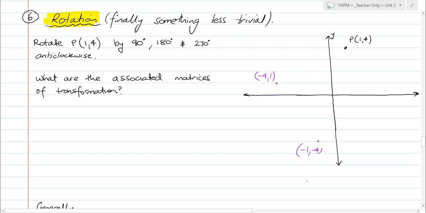And then 4, -1, which is about here. Good. Yep. 4, -1. That's that. Is that cool? Okay. So how could we get from, let's just start with a 90 degrees rotation. How could we get from the coordinate 1, 4 multiplying by a 2 by 2 to give us -4, 1?